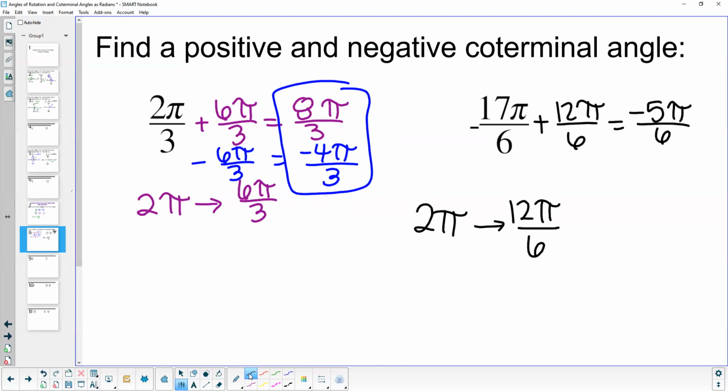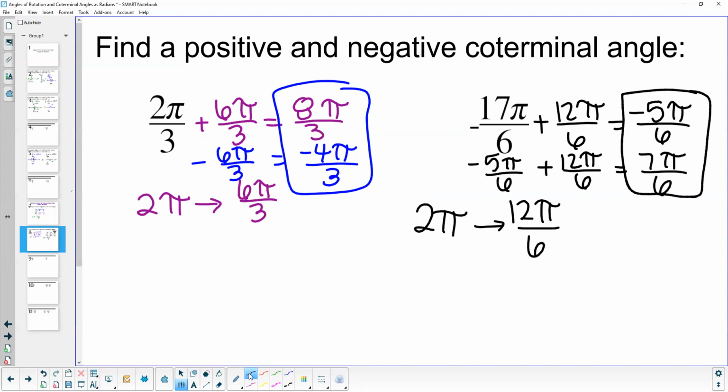Now that one is still negative, so I'm just going to take that and add 12 pi over 6 one more time to our negative 5 pi over 6. And that gives us 7 pi over 6. So we can see this 7 pi over 6, negative 5 pi over 6, and negative 17 pi over 6 are all coterminal.